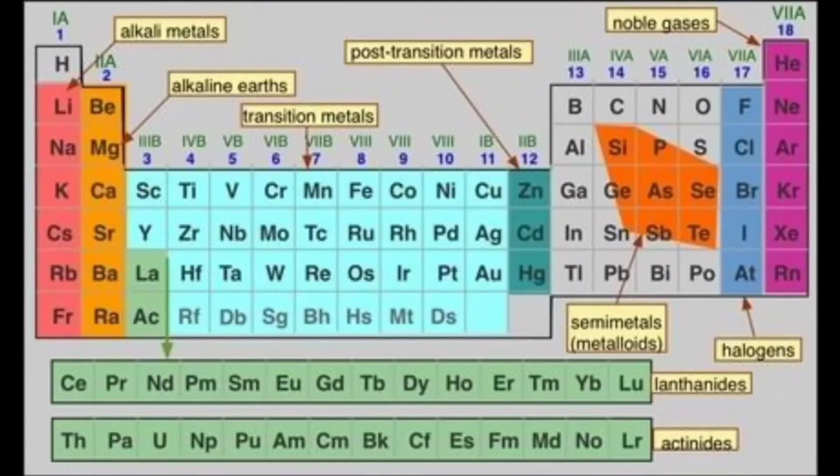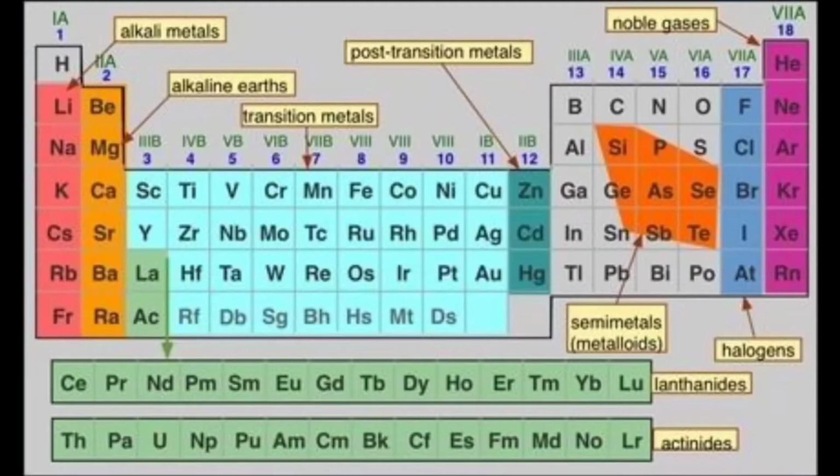The elements of group 4A, 5A and 6A, which are represented by orange color, they are called metalloids or semi-metals. They have the properties of metals as well as non-metals, so they behave in between the metallic character and non-metallic character. Except them, the other elements from group 3A to 7A all are non-metals.